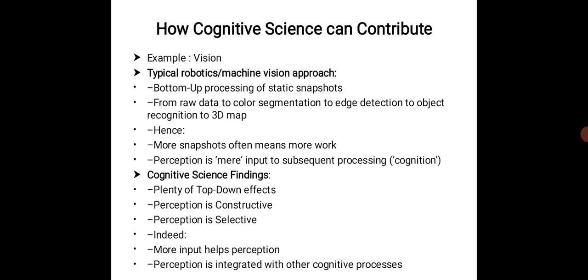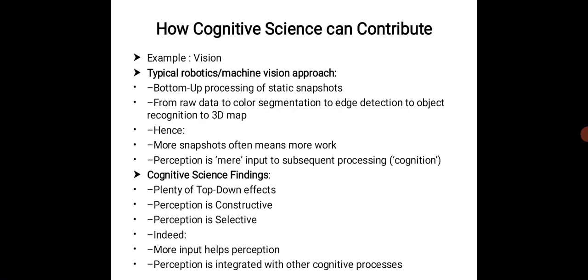And how could this contribute? Take the example of vision. The typical robotics with the machine approach is bottom up processing of static snapshots. From raw data to color segmentation and still further to edge detection, object recognition can be done, or later a 3D map. If you have more snapshots, obviously there will be more work.